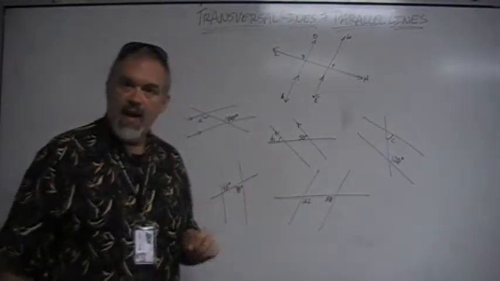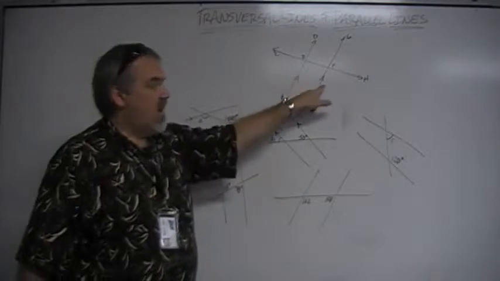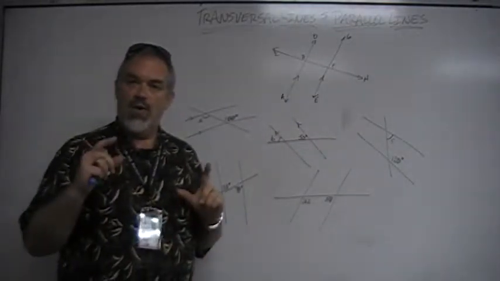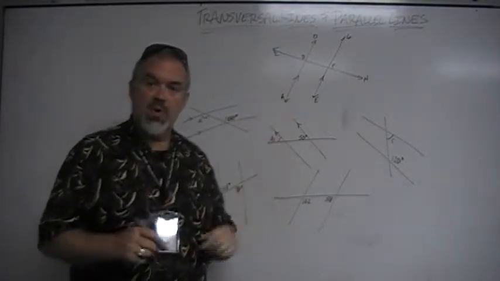Okay, and we're back. Here are the examples that I'm going to use. Here's a diagram. We have two parallel lines with a transversal cutting it. Now, if I wanted to know corresponding angles, could you name two angles that were corresponding?